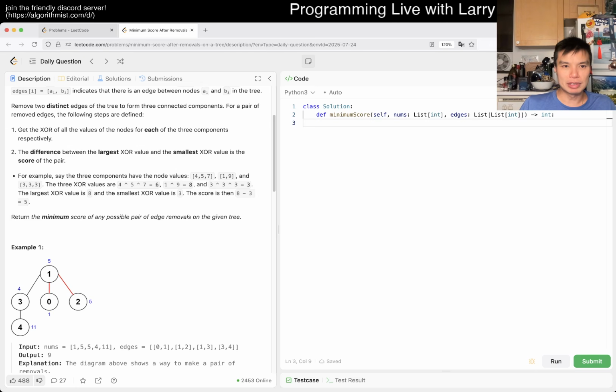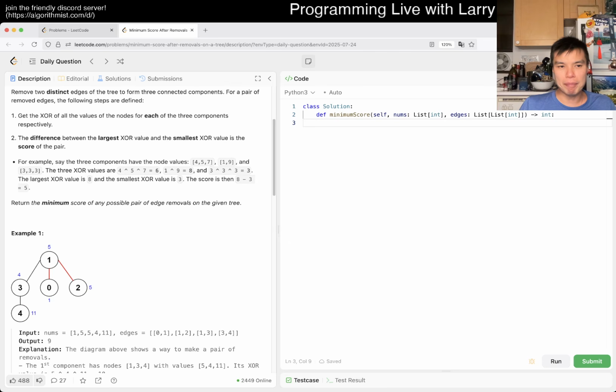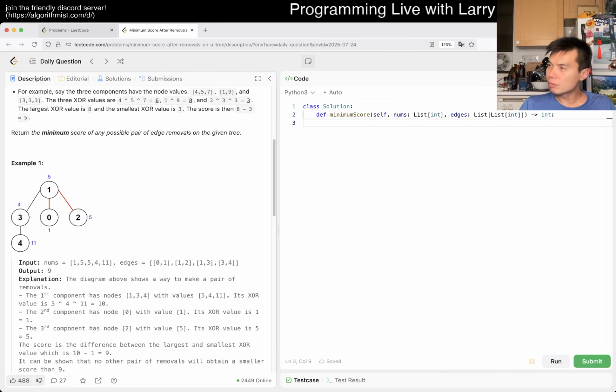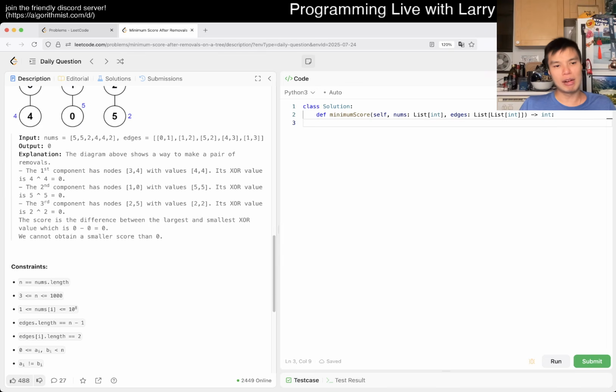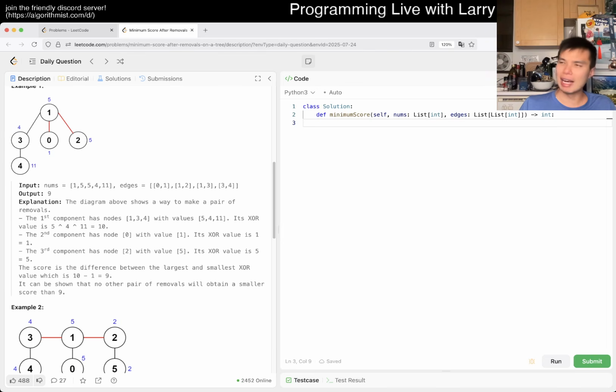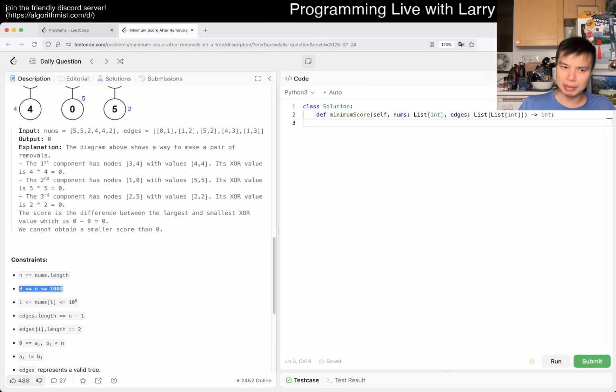So for the example, with the minimum score, that means the largest and the smallest XOR should be as close as possible, right? Okay. And I assume that n is 1,000. I was going to say, I assume n is like 10 to the 5th. Otherwise, maybe it's not that interesting.